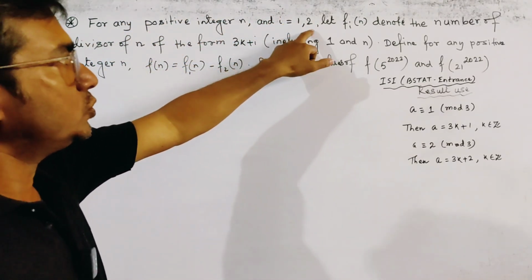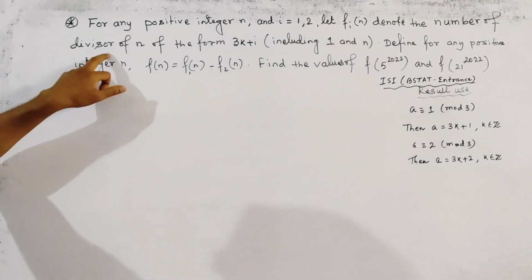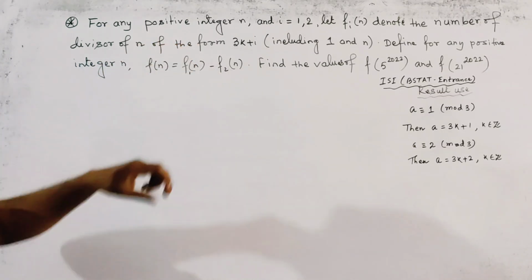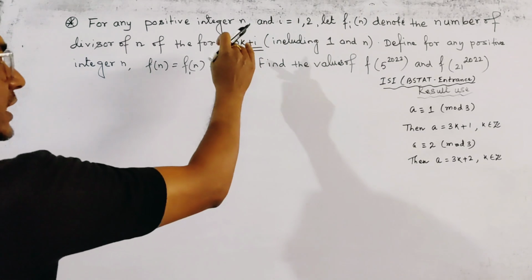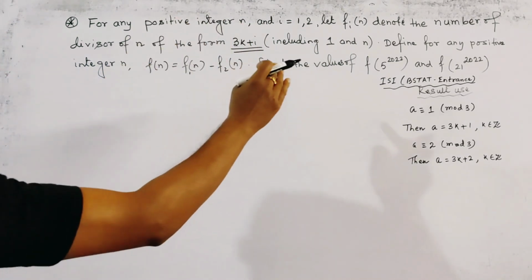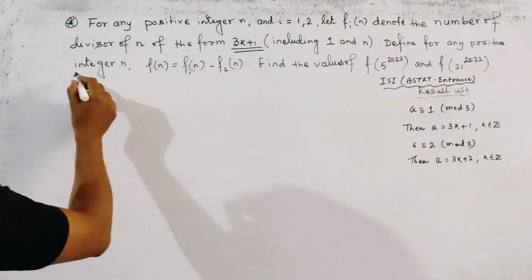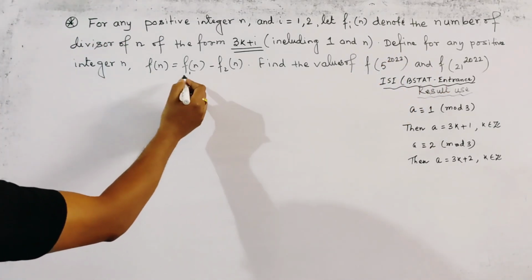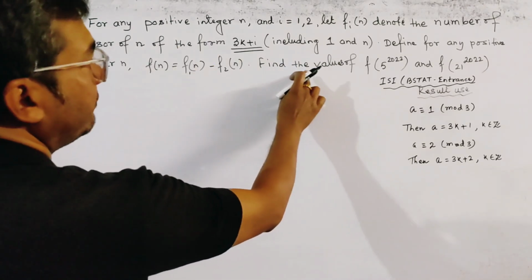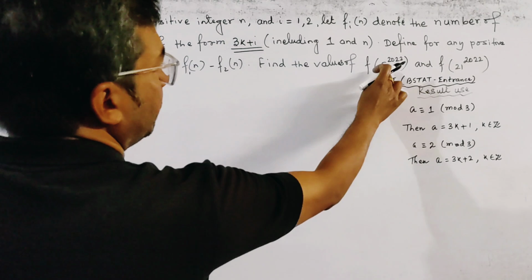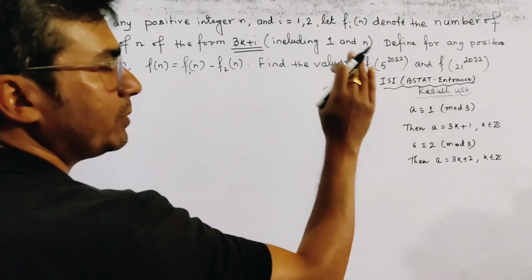i equal to 1, 2, let f_i(n) denote the number of divisors of n of the form 3k plus i. That is, if i equals 1, then it is of the form 3k plus 1, and for i equal to 2, then it is 3k plus 2. Define, for any positive integer n, f(n) is given by f_1(n) minus f_2(n). Find the value of f(5^2022) and f(21^2022).